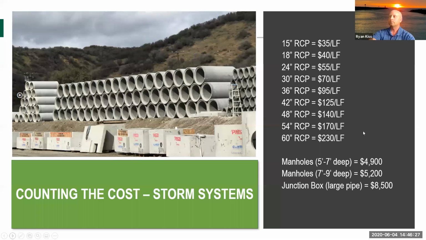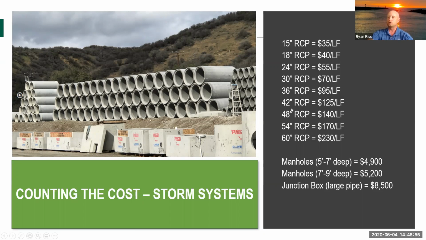Storm sewer pipe. Let's run through some generalized numbers on this. Again, these fluctuate as well. But as this is a concrete pipe, reinforced concrete pipe, as the sizes go up, as you would expect, the price per linear foot is going to increase. Then you've got to take into consideration that every time you make a turn or a bend, you've got to drop a manhole or a structure. Each one of those may cost $5,000. The deeper they get, the more the cost runs.